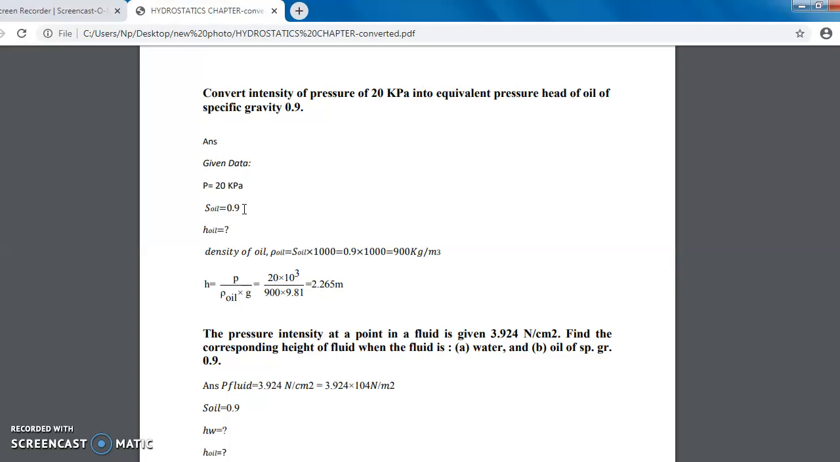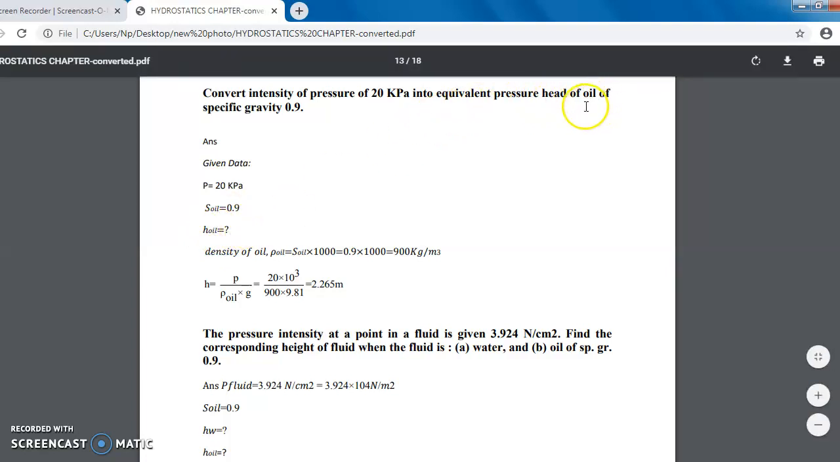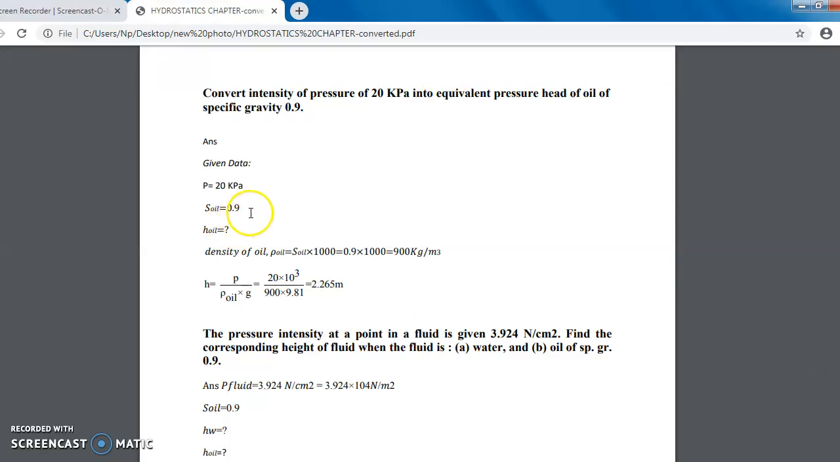All of you know that there is no unit for specific gravity. Then what do we have to calculate here? You have to calculate the pressure head of that oil. Before you start to solve, first you have to remember the formula of specific gravity. The specific gravity of the oil is equal to the density of the oil divided by the density of water. All of you know that the density of water is 1000 kg per meter cube.